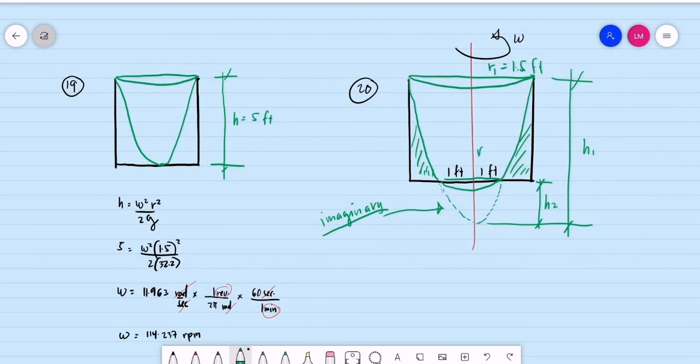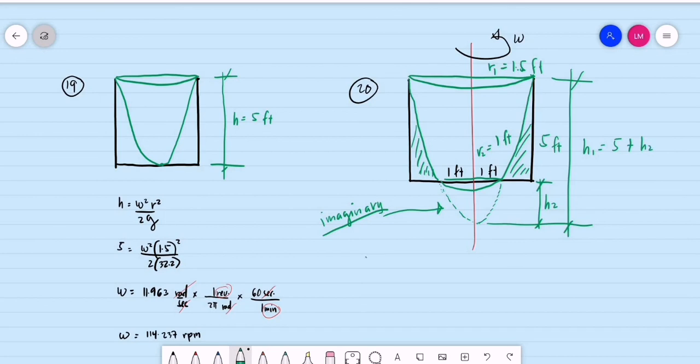And the radius of the smaller paraboloid, which is the imaginary paraboloid, is the given distance of water from the vertical axis. That is the 1 foot. So all we have to do is determine the equivalent of H1. We have the height of the tank as 5 feet plus the height of the imaginary paraboloid. That is 5 plus h sub 2. That will be the equivalent of H1.